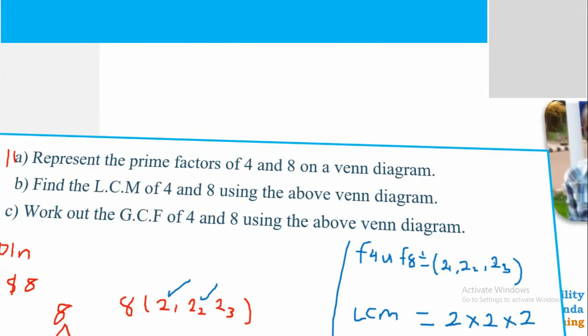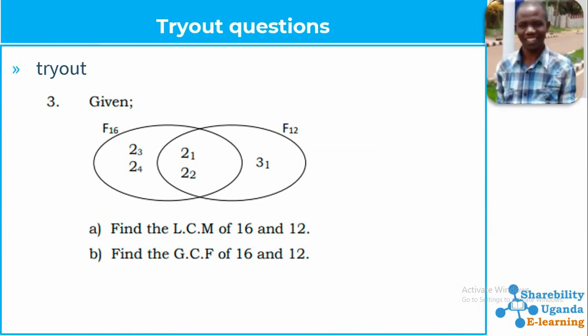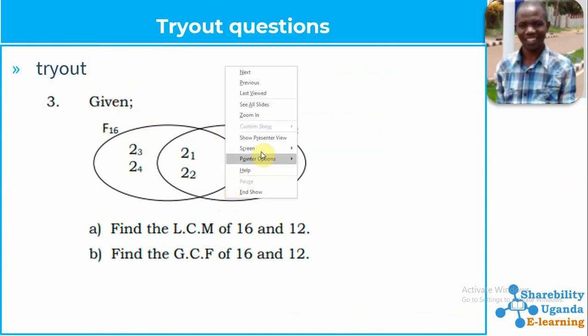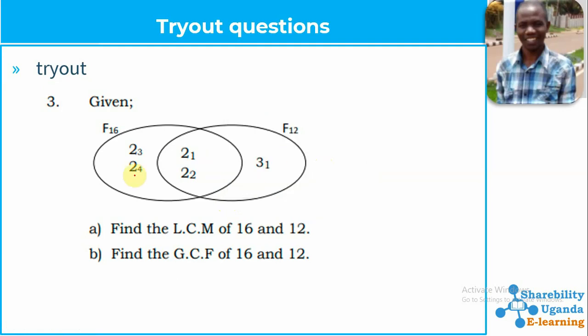In question 3, they have given us a set already presented on the Venn diagram. After presenting it on the Venn diagram, they tell us to find the lowest common multiple of 16 and 12. Remember, we are able to see how we represent this and what each part means.